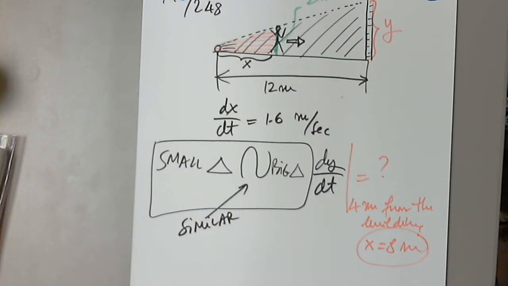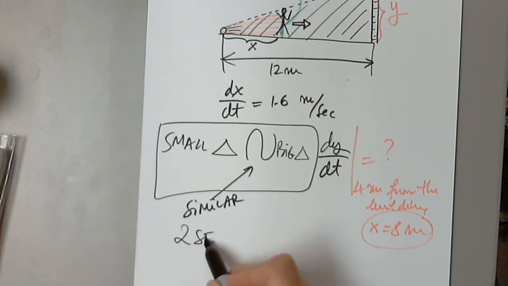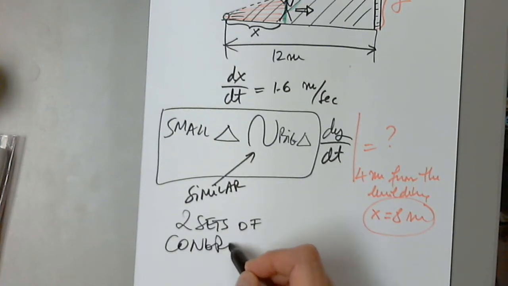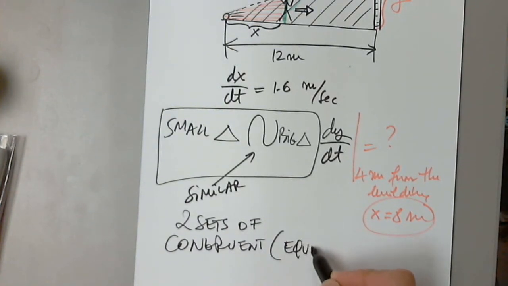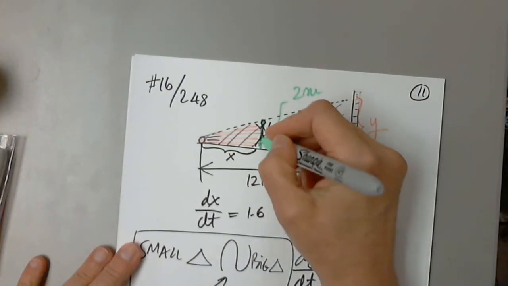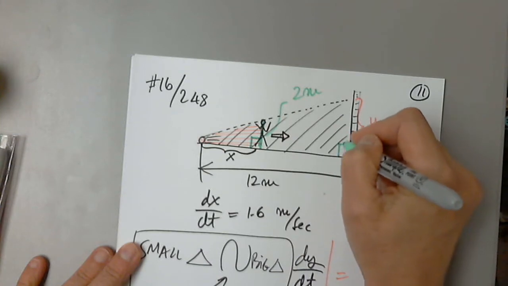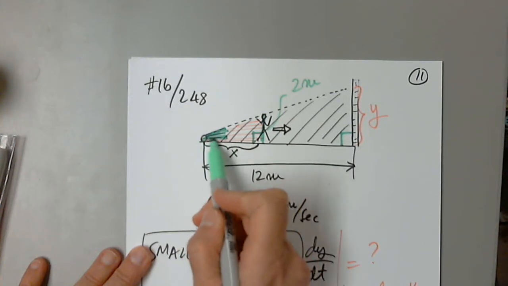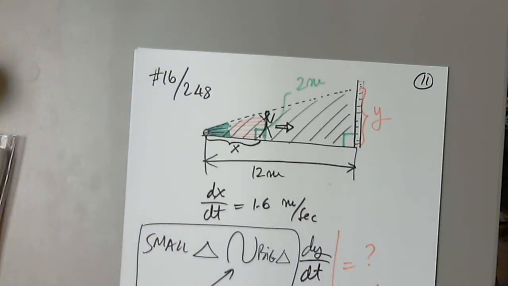No. I have to show two sets of congruent, or equal, we like congruent, two sets of congruent angles. If I manage to show that, then they are similar. If I can't show that, then they're not similar. But we see already two pairs of angles. First of all, they're both right triangles. You agree? Secondly, this angle is common in both, so it must be the same.